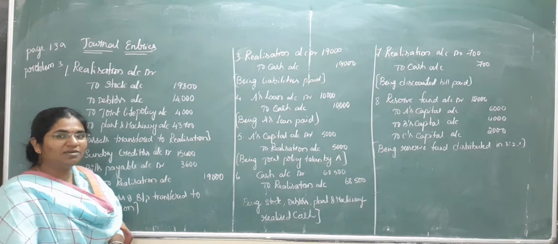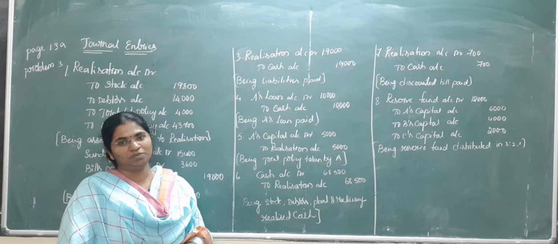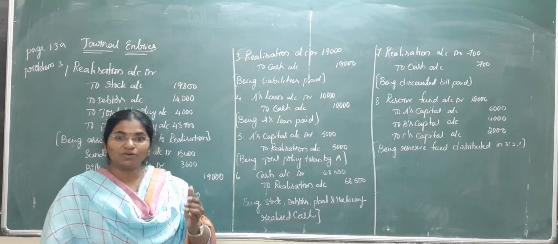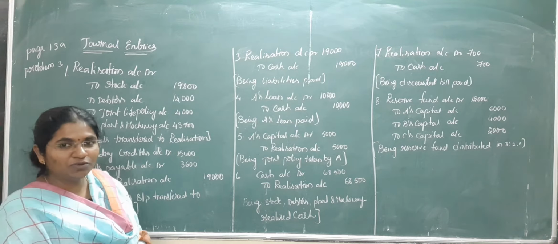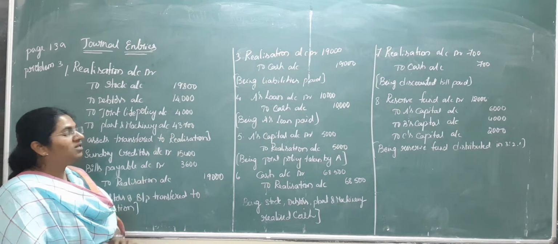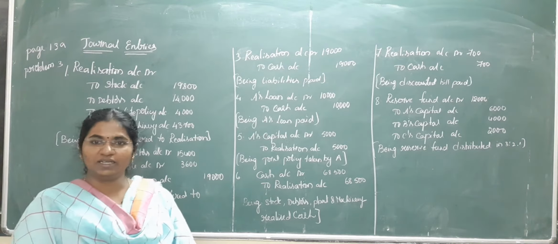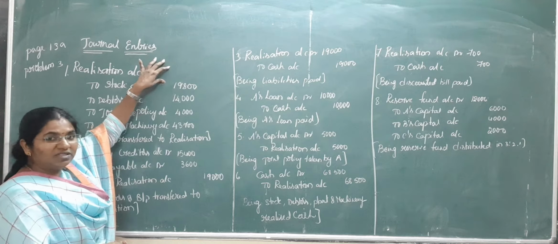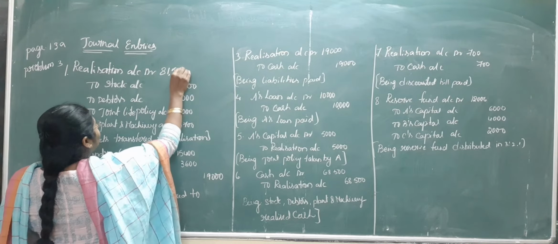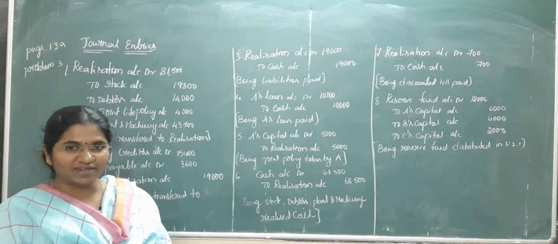Here joint life policy means partners take a policy for the security of their partnership, and this joint life policy belongs to all the partners. So it is also an asset to them, and it should be transferred to realization account. Next, plant and machinery worth 43,700. I have left space here, and if you add all these assets, the value is 81,500, which is given on the asset side of the balance sheet.